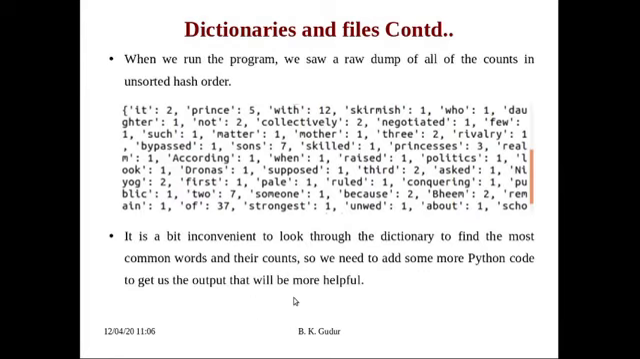So when we ran the program, we saw a raw dump output something like this. Like off appears 37 times, skilled appears once. Okay, it's a bit inconvenient to look through the dictionary to find the most common words and their counts. So it's not so easy to find the words, for example, if at all I want to know how many times Bhishma appears in this file, I cannot see properly. Okay, so we need to add some Python code to get us the output that will be more helpful.